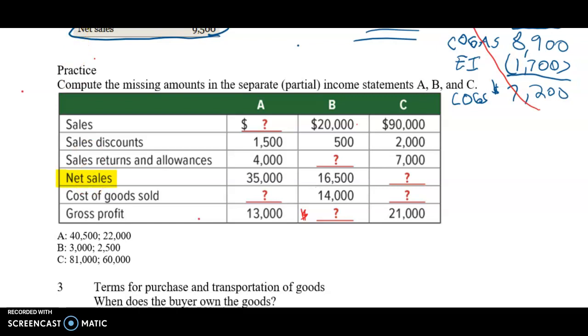And then we still have what we've covered, and this is more of a review. Net sales minus cost of goods sold equals gross profit. So half of this is review, half is new. Not bad.